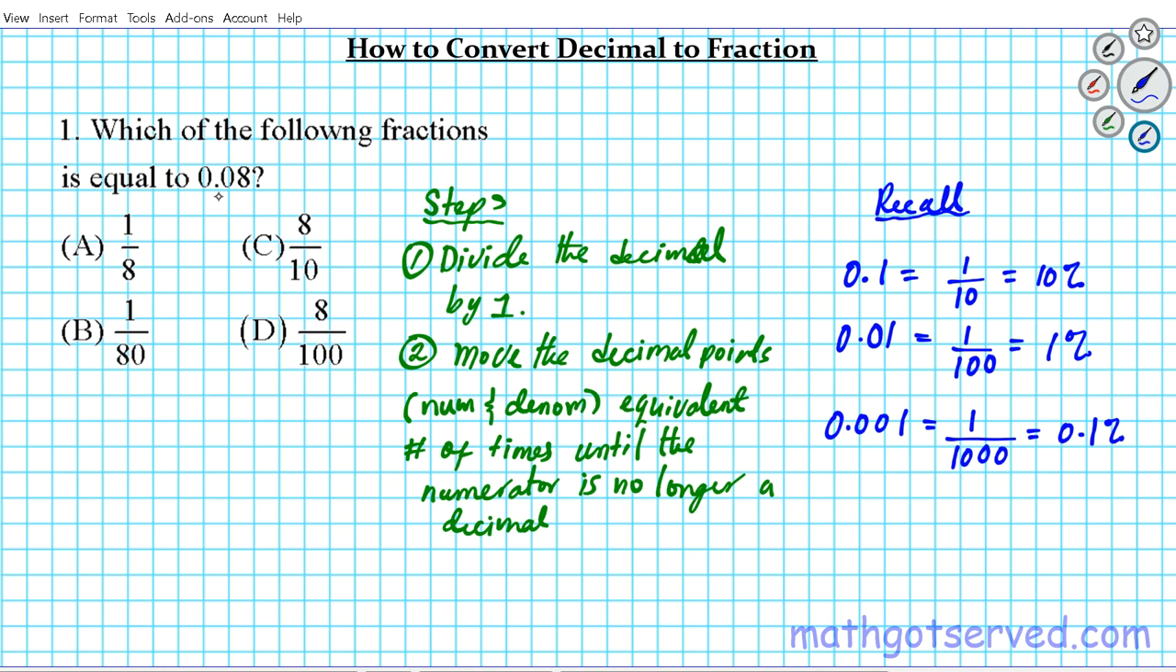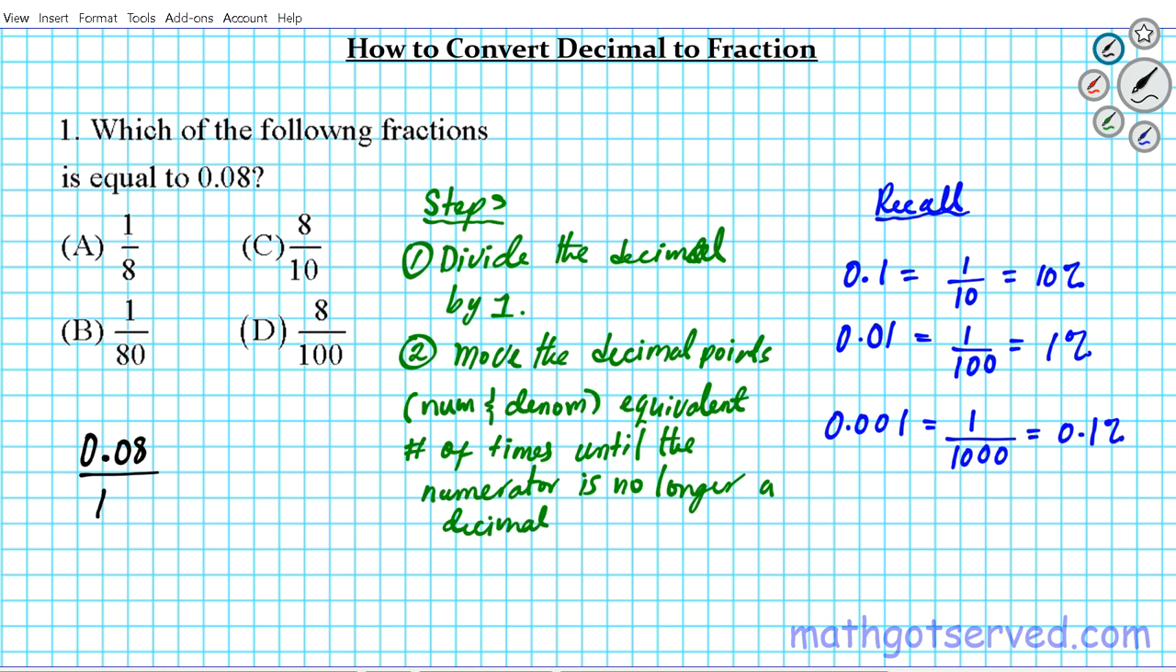This is known as 1,000ths. In this particular case, question 1 says, which of the following fractions is equivalent to 0.08? This is 8 hundredths. Just by saying the name alone, you can automatically identify the correct answer based on the place value. But let's go through the steps. So step 1, we write down the decimal, divided by 1. So 0.08 divided by 1.